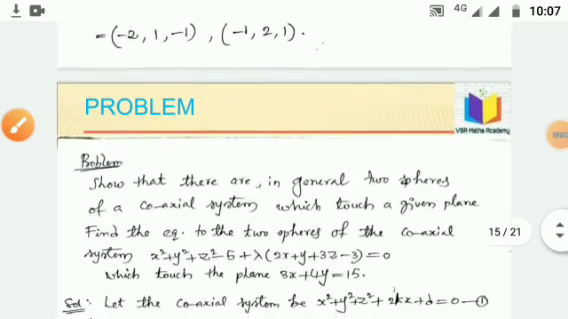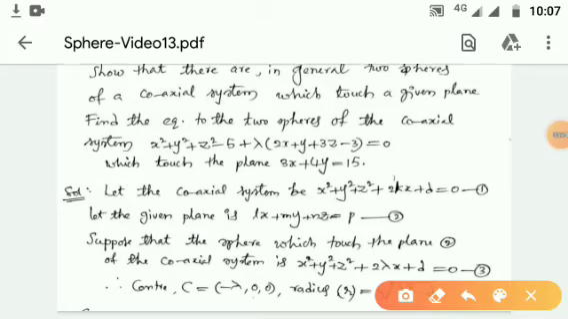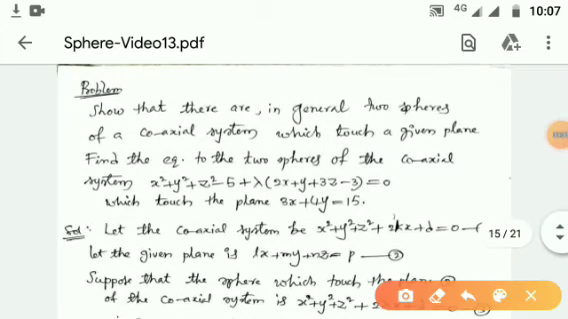See another problem. Show that there are in general two spheres of a coaxial system which touch a given plane. Find the equation to the two spheres of the coaxial system x square plus y square plus z square minus 5 plus lambda into (2x plus y plus 3z minus 3) is equal to 0, which touch the plane 3x plus 4y is equal to 15. So once again I will repeat the statement of the problem.